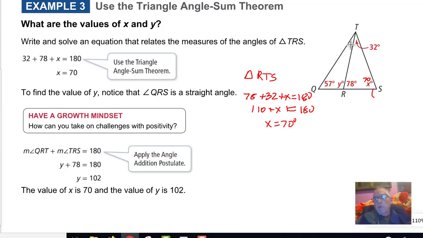And on this triangle, we don't really know what this angle here is, but if we look at what else is going on, this Y and 78 degree angle make a linear pair. So we can say that Y plus 78, since they're a linear pair, have to add up to 180 degrees. And Y is going to be 102 when we take 78 away from both sides. So we can find out what X is, and we can find out what Y is inside of the triangle. Okay, let's move on.